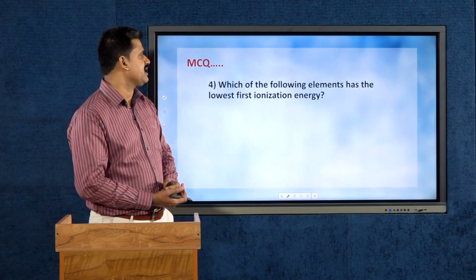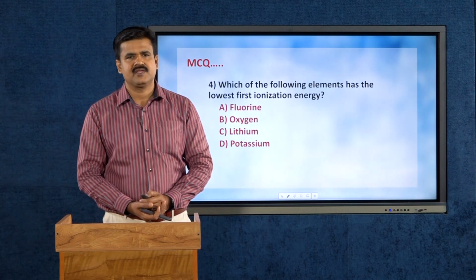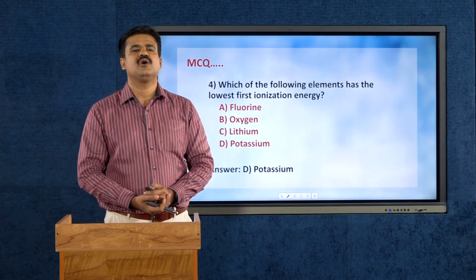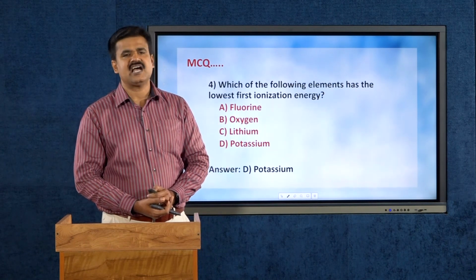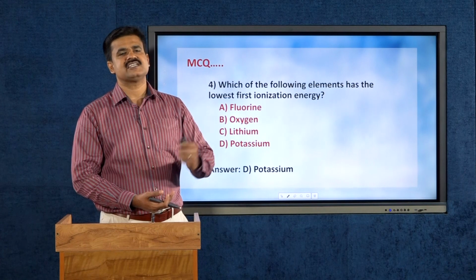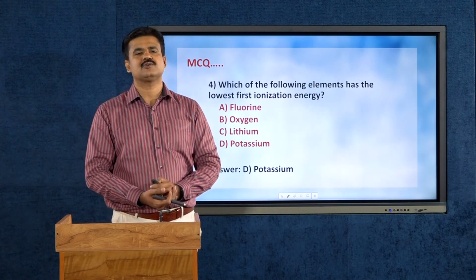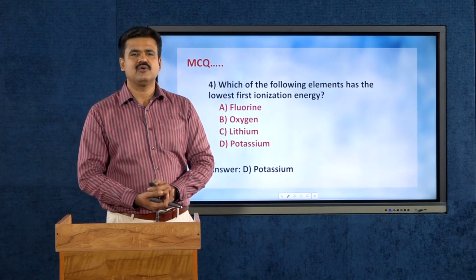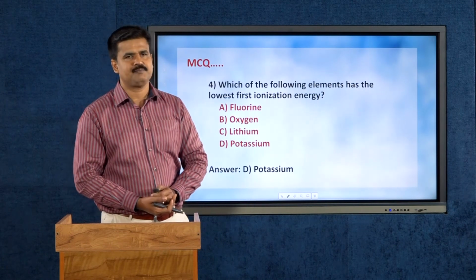Which of the following elements has the lowest first ionization energy? Fluorine, oxygen, lithium and potassium are the options. You have to think the answer based on electronic configuration and size. Potassium is associated with the bigger size, and only one electron is present in the outer shell. It is a metal. It is associated with the lowest value of first ionization energy. So your answer is option D, potassium.